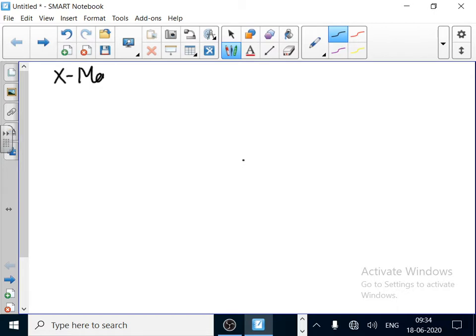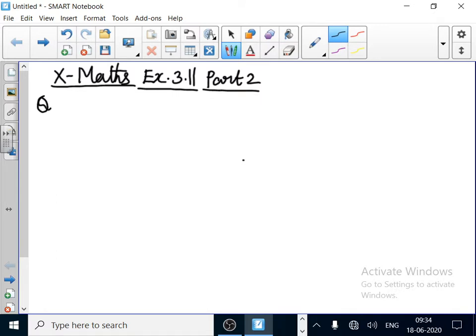Before doing this sum, let us recall the formula. This is known as the quadratic formula. Let us recall the formula once again.